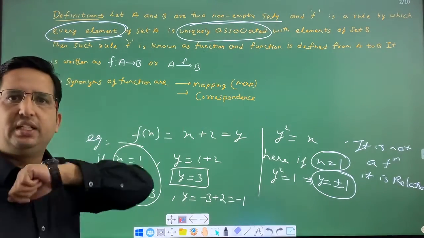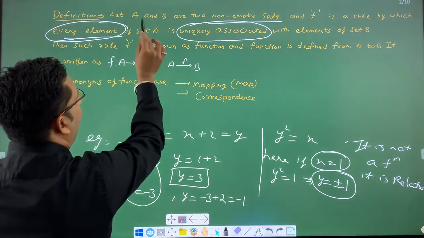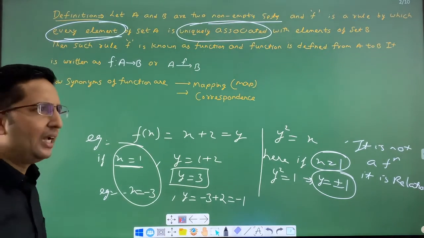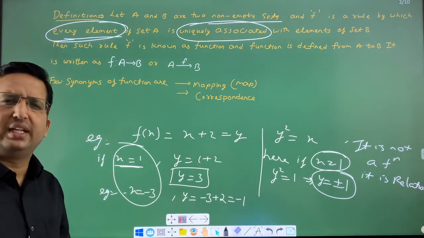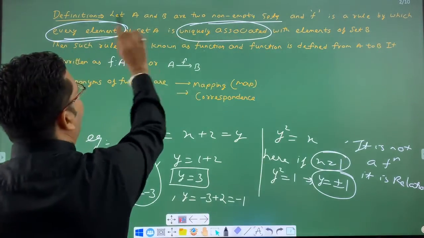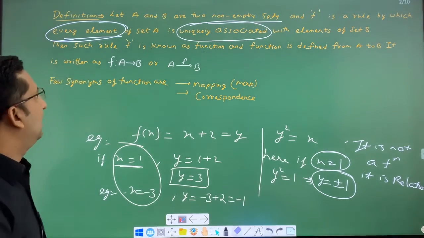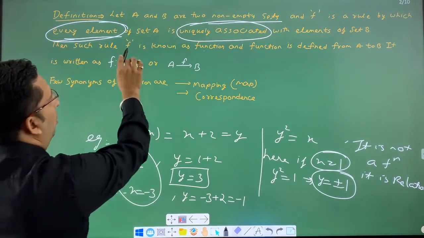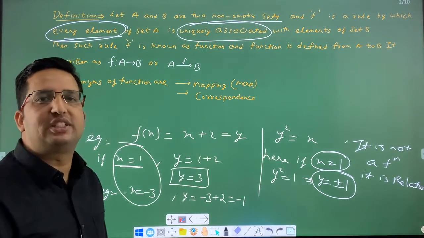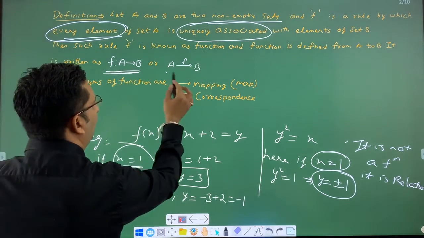let's reread the definition. What our definition says, let a function is defined from set A to B, where set A and B are non-empty sets, means there must be few values in set A and few values in set B, and F is the rule by which every element of set A is uniquely associated with elements of set B. Then such rule F is known as the function, and if a function is defined from set A to set B, it is generally denoted like this or like this.